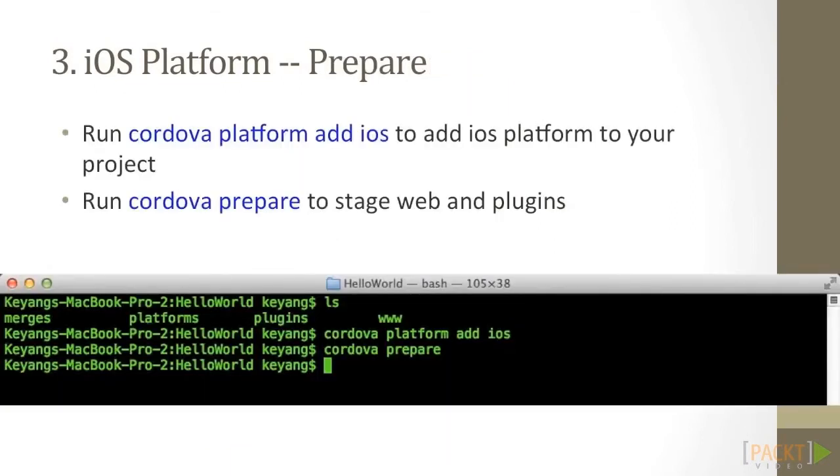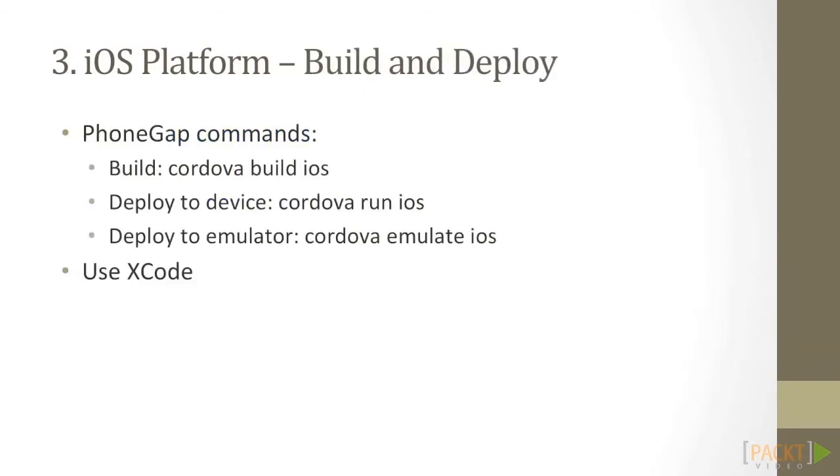We need to add iOS platform support by running the Cordova platform add iOS command. You can skip this if you've already added it previously. Then we need to run the Cordova prepare command, which copies files in the www folder to the iOS native application. Here we have two options to build and deploy the app. The first is to use the PhoneGap command introduced in the last video, and the other is to use Xcode. To keep it simple for future courses, we use Xcode.